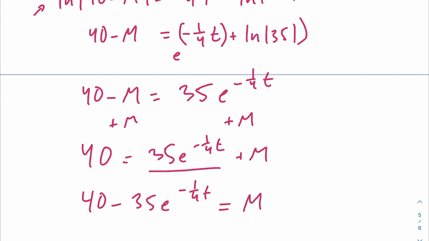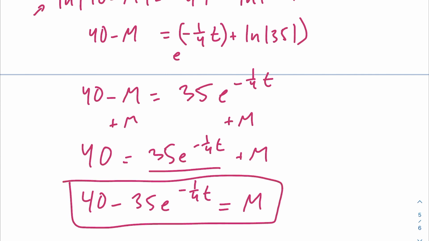Wow. We have done the impossible. We've gone through all of those steps, and we have finally solved for what our m is. And that is the answer here. 40 minus 35 times e to the negative 1/4 t is equal to m.